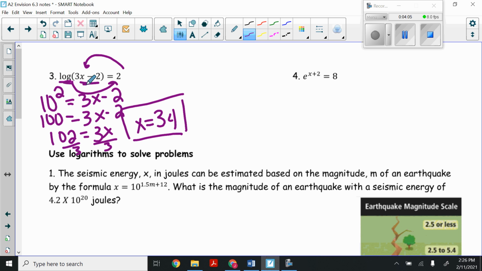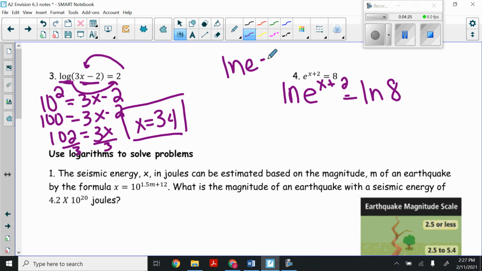All right, number 4, I have an exponential, e to the x plus 2 power equals 8. I have no idea, okay? That's not going to be a nice whole number, so I take the log of both sides. But since it's base e, I have to do the natural log of both sides. So ln e to the x plus 2 equals ln of 8.